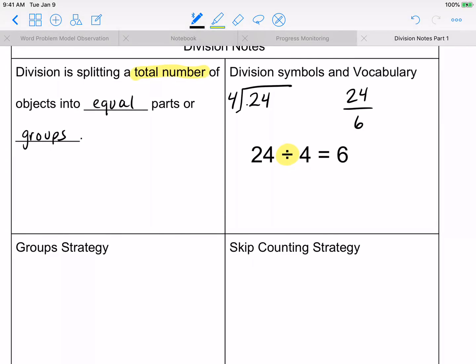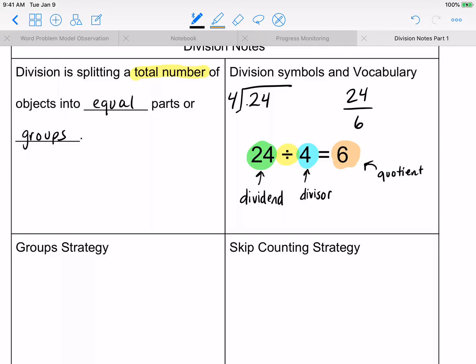Let me go back to this. I want to talk about some vocabulary. So I'm looking at 24 divided by 4 equals 6. 24 is the dividend. So you need to write this down. It's the dividend. It's the total number of objects. 4 is our divisor. It's the number of groups. 6 is the quotient.